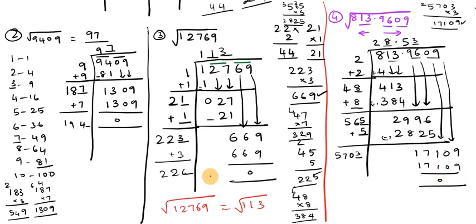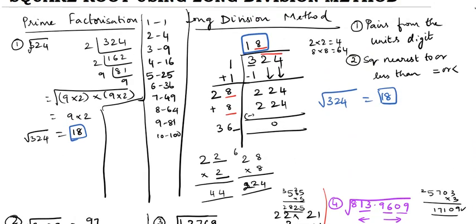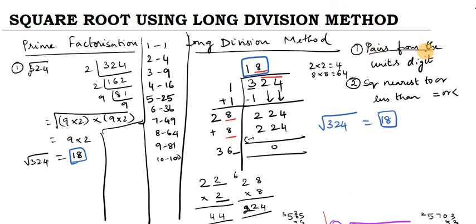So now I've got the square root of 813.9609. Okay. 813.9609 will be 28.53. Okay, so hope you have understood this. So we just do a quick recap here. So main thing is you are going to pair from the units digit.